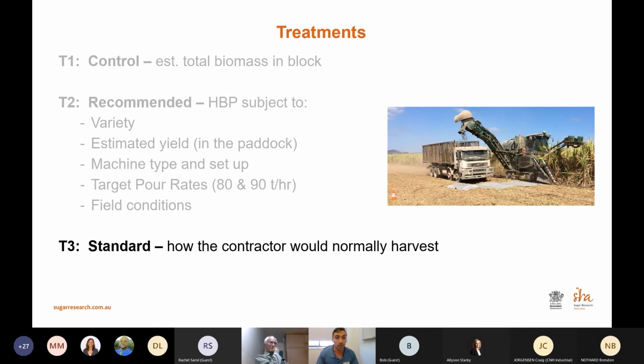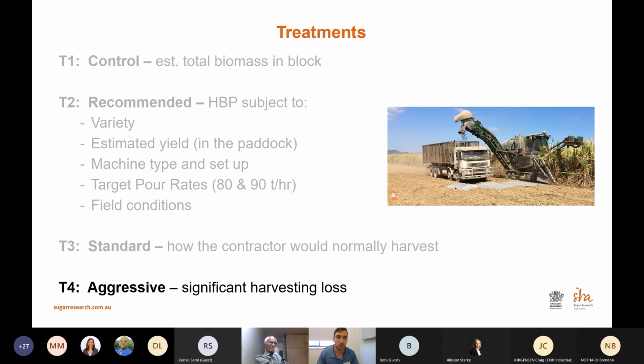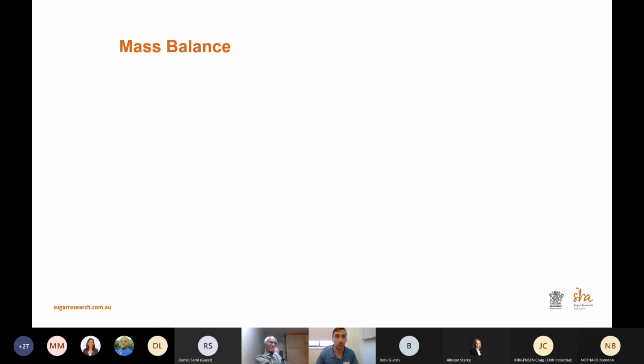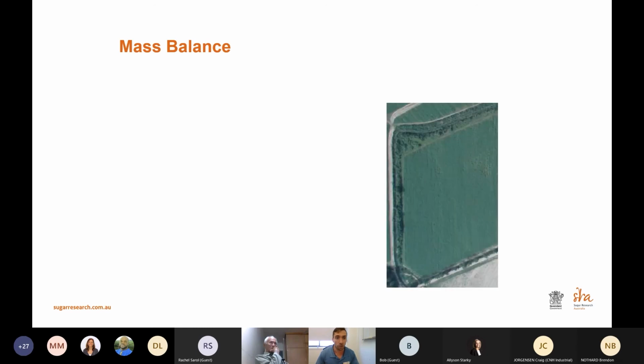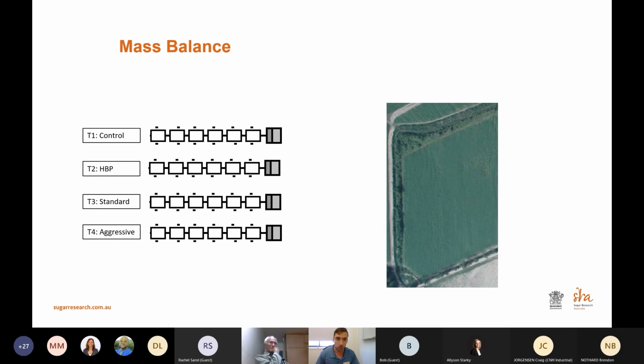Then there was the standard practice, so what the operator would usually do in the field if we weren't there, with the standard flow rate and fan speed. And then the final one was the aggressive practice. So it'd be around about 100 RPM higher on the fan, just to show the upper end of the scale. And so pretty much how it worked was, this is your field of cane. These were your 4 treatments: the control, the recommended, the standard, and the aggressive.